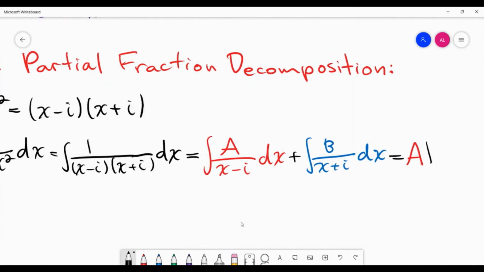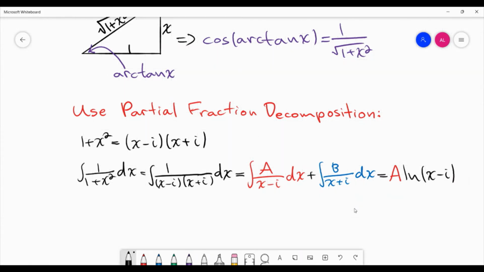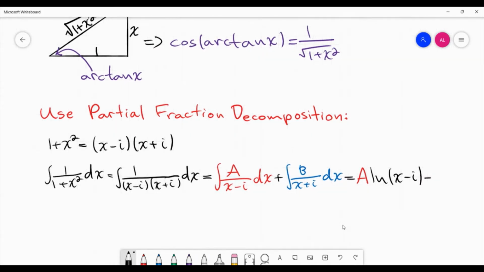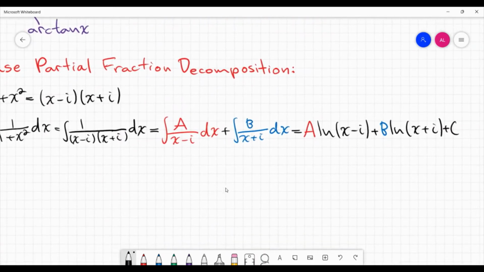And so once we find a and b, we can just write this in this form right here: a times natural log of x minus i plus b times natural log of x plus i, just like that. And plus c, of course, right? But first we have to find a and b.